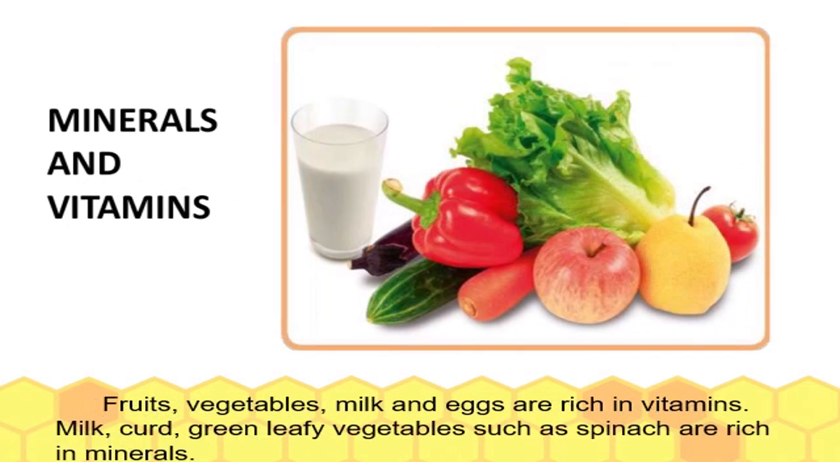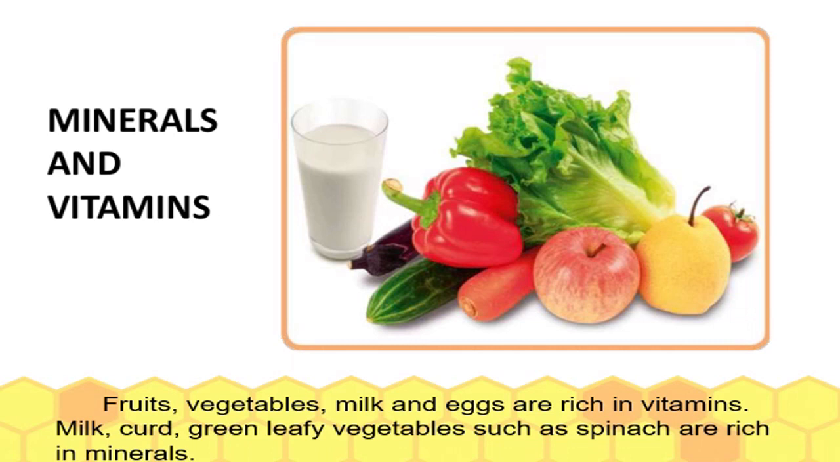Vitamins and minerals. Vitamins and minerals help our body to fight diseases and protect us from falling sick. They are needed in small amounts and are called protective food. There are several vitamins and minerals that our body needs. The different types of vitamins found in our diet are vitamin A, vitamin B, vitamin C, vitamin D, and vitamin E. We get vitamin D from sunlight. The different minerals found in our diet are calcium, potassium, iodine, and iron.